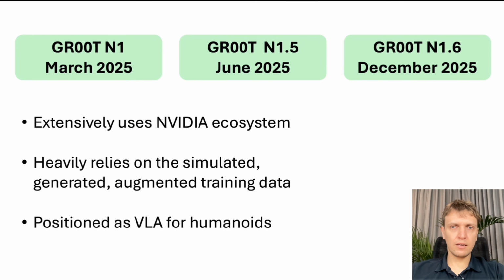And finally, in many places, this model is positioned as a VLA for humanoids. And I think it's more of a marketing positioning than a technical one, for a few reasons. First of all, of course, they trained this model on humanoids, and there is a demo where NVIDIA shows how it controls humanoid robots and so on. But they don't train it exclusively on humanoid data. They train it on many different robots, many different environments.